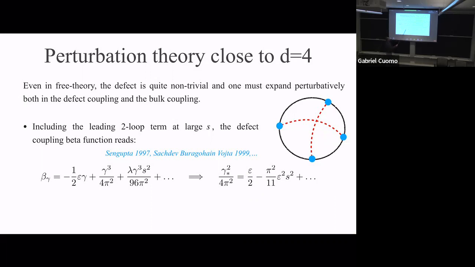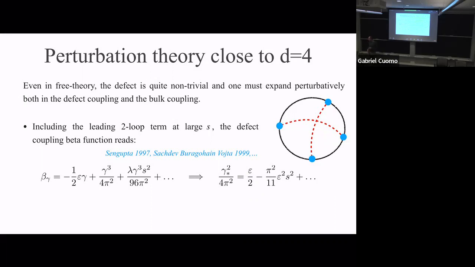Now you can look for a zero of the beta function again, as I did before, to find the fixed point. The result is just this. So gamma is of order epsilon, and then you have an epsilon squared S squared correction. People then tried to extrapolate the epsilon expansion result to epsilon equals 1, and the results were not consistent with quantum Monte Carlo, for instance. There was no reason why they should be, but that's what happened in our case.